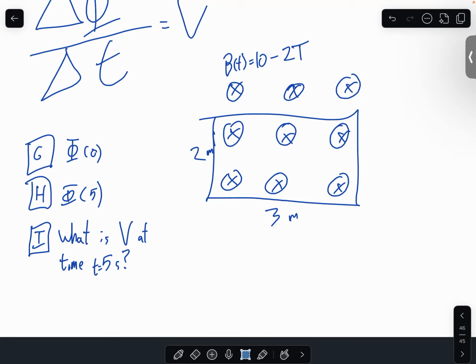Oh, this is stupid terminology. I wrote capital T, which is the unit for Tesla. The function is 10, and every second we subtract 2 Tesla. The function is 10 minus 2t, t being time, Tesla. I'm going to write out the word Teslas. There.